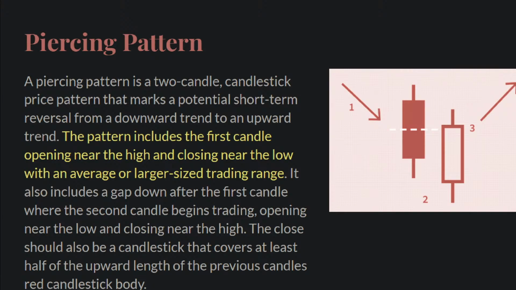The close should also be a candlestick that covers at least half of the upward length of the previous candle's red candlestick body. That one is a little bit more difficult to explain, but if you want to study that one again, it is actually quite effective.